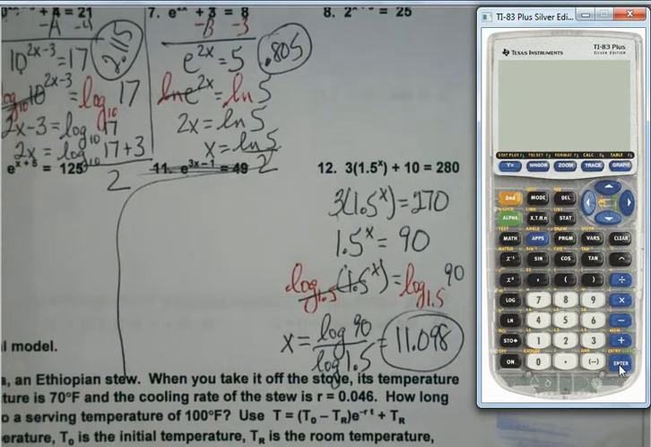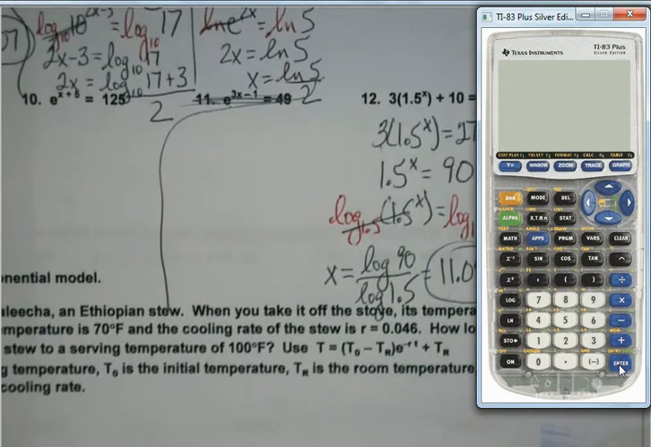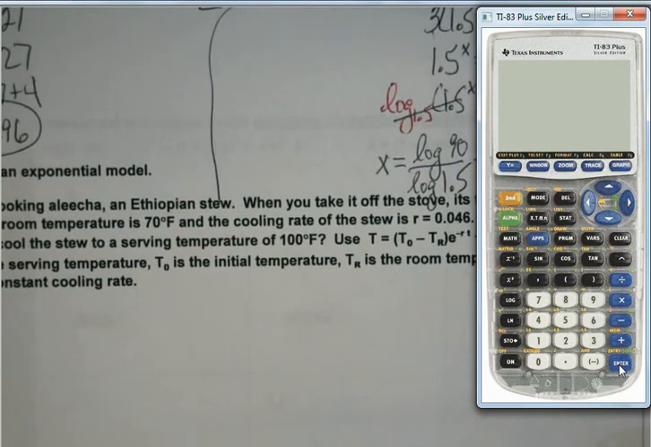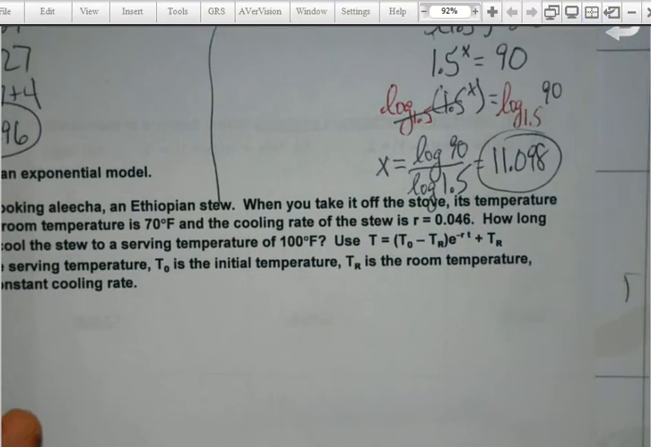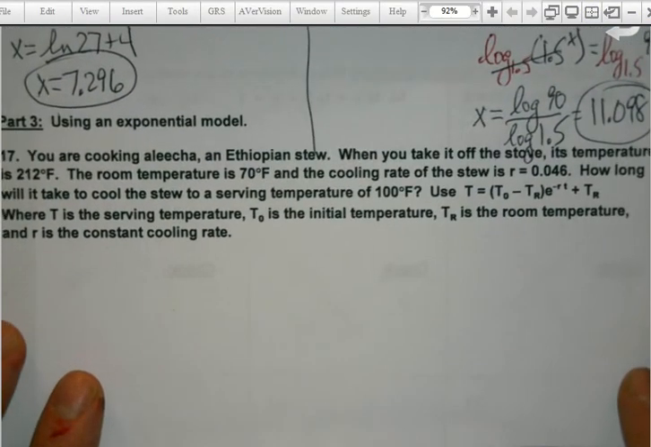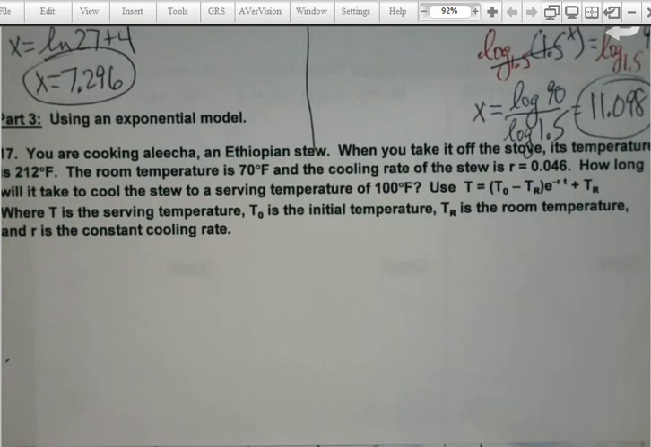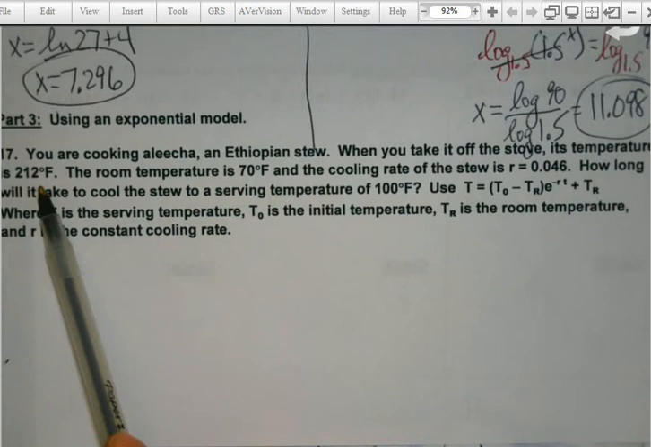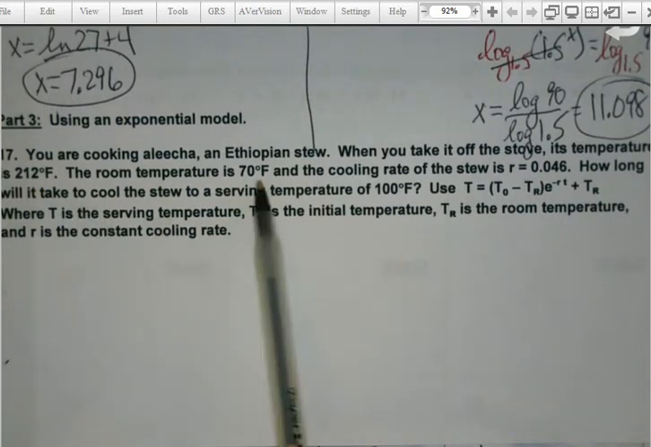All right. So, word problem. Oh, geez. Because we don't skip word problems. All right. We're cooking. I'm not even going to pretend how to say that. I'll say it this way. Elicha. So we have this Ethiopian stew. When you take it off the stove, its temperature is boiling. It's 212 degrees. Room temperature is 70 degrees.